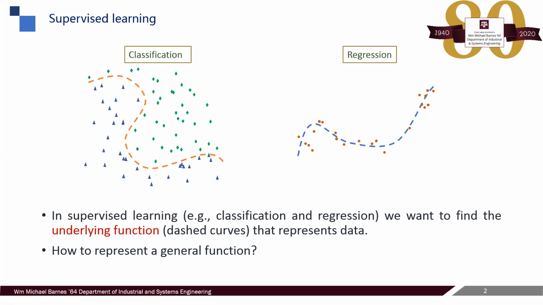Well, there are different approaches. Actually, each supervised learning method provides a specific way to represent a function. For example, if you consider neural network or deep learning, itself is to represent a function. But today, what we are going to talk about is to use Gaussian process to represent a general function. Of course, it has to be a continuous function.